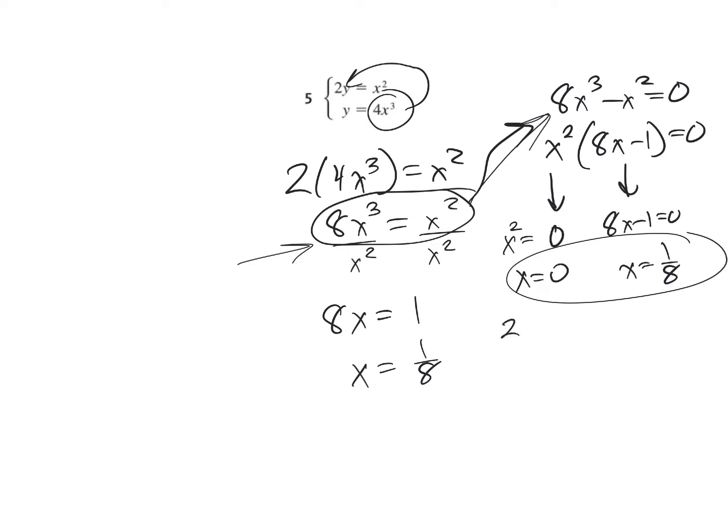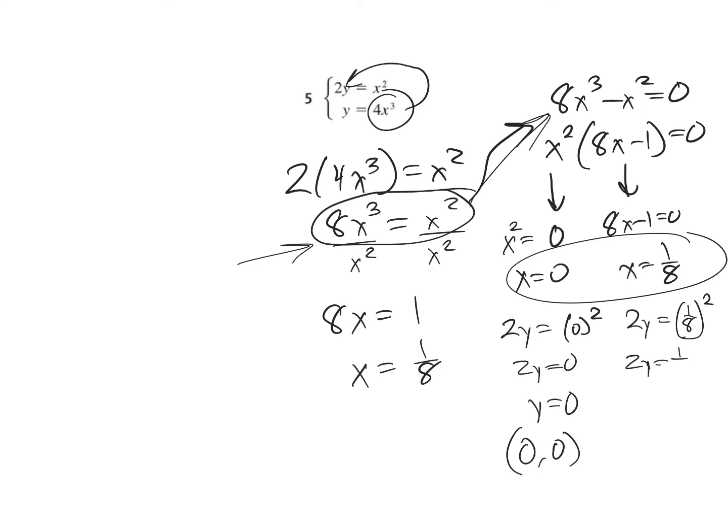So now we substituted in 2y equals 0 squared. So 2y equals 0. Divide by 2, it's still 0. So 0, 0 is one of the possibilities here. Okay, and if we plug 1/8 in, 2y equals 1/8 squared. So 2y equals 1 over 64. Multiply both sides by 64 to get rid of the fraction. That's 128y equals 1. So y equals 1 over 128. So when x is 1/8, y is 1 over 128.